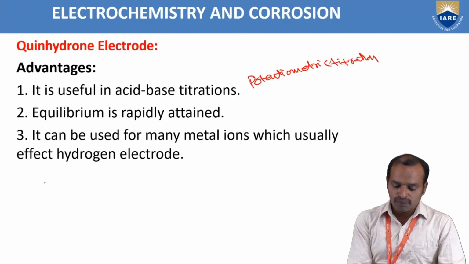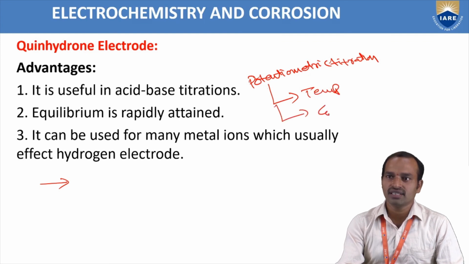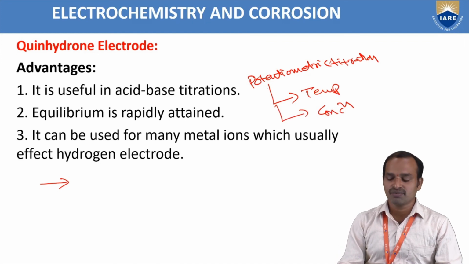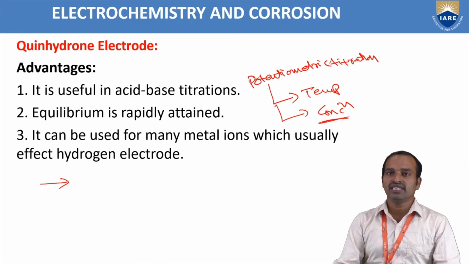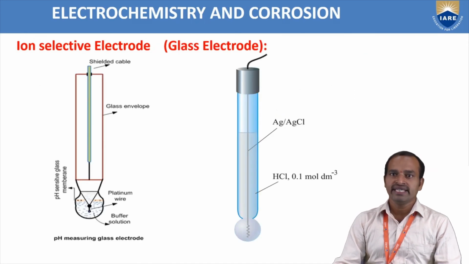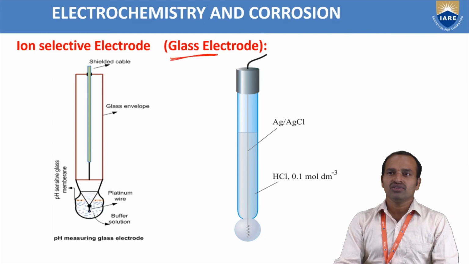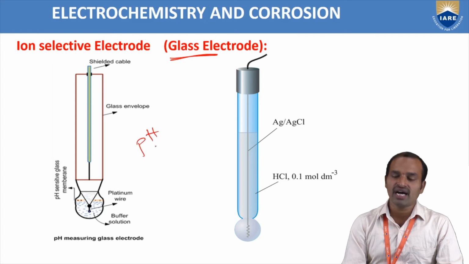And these potentiometric titrations depend upon temperature, and the next one is the concentration. If the temperature changes, the electrode potential values change, and if the concentration changes, the electrode potential values also change. The next type of electrode is the ion selective electrode, that is called the glass electrode. This glass electrode is the universally employed electrode which is used to measure the pH of an unknown solution.